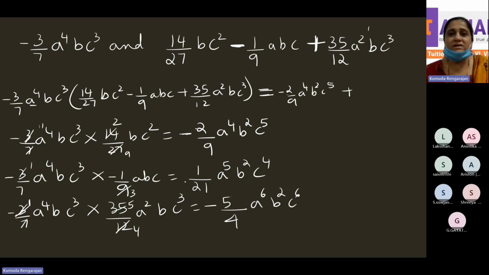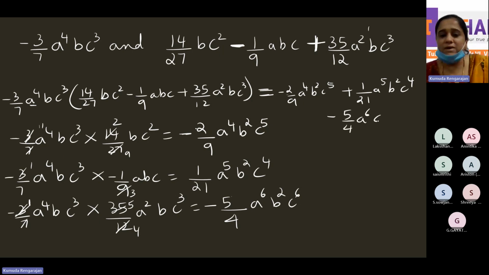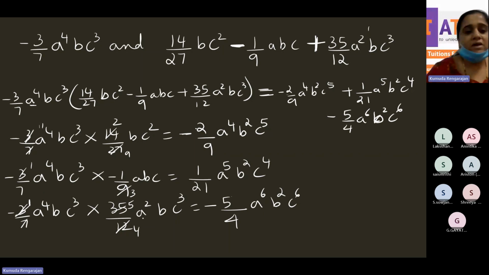Plus, if there is no sign, it's plus. The connecting sign is plus. Before that, there is no sign, so that means plus. Plus 1 by 21, a to the power 5, b squared, c to the power 4. Minus 5 by 4, a to the power 6, b squared, c to the power 6. All right. So this is how we multiply a monomial and a trinomial.